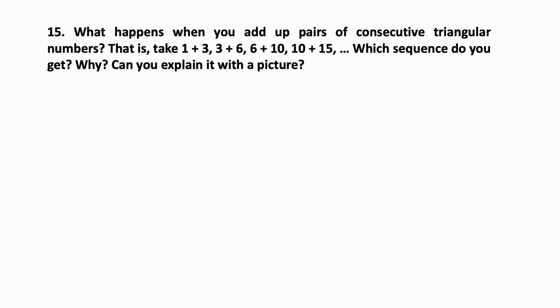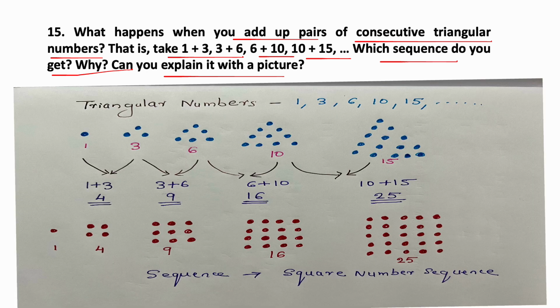What happens when you add up pairs of consecutive triangular numbers? That is, take 1 plus 3, 3 plus 6, 6 plus 10, 10 plus 15. Which sequence do you get? Why? Can you explain it with a picture? See, the triangular number sequence consists of 1, 3, 6, 10, 15, etc. See, these are the triangular numbers 1, 3, 6, 10, 15. Then you can represent this using symbols like this. See, this is 1, then 3, 6, 10, 15.